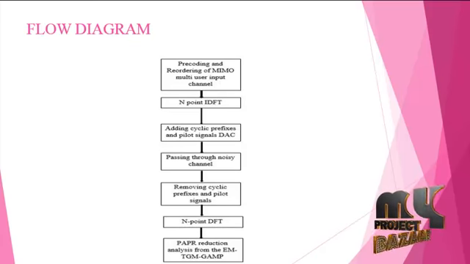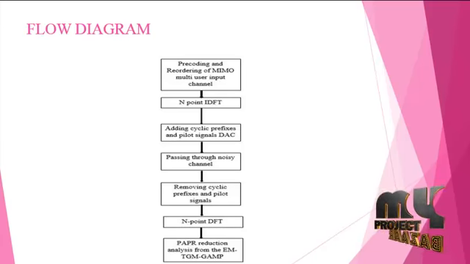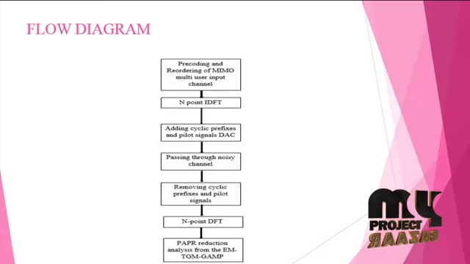First, we are going to send data into the OFDM MIMO channel. Initially the data is pre-coded and reordered and taken as input to the MIMO input channel. The reordered data is now IDFT processed. IDFT means inverse discrete Fourier transform. After the inverse discrete Fourier transform of our modulated signal, we are adding the cyclic prefixes and pilot signals to the modulated signal.